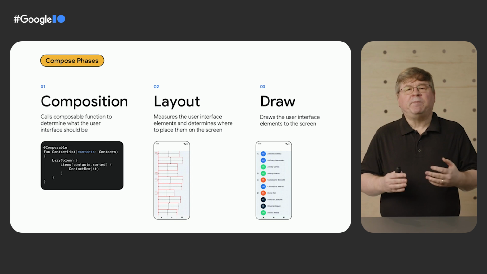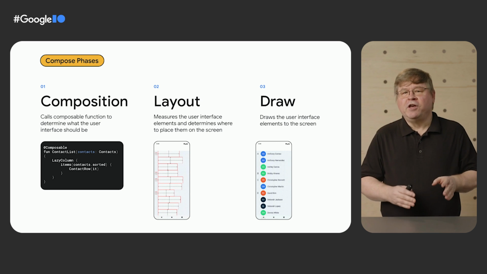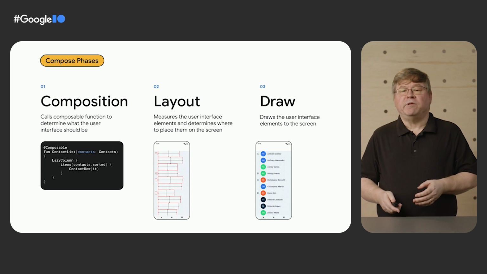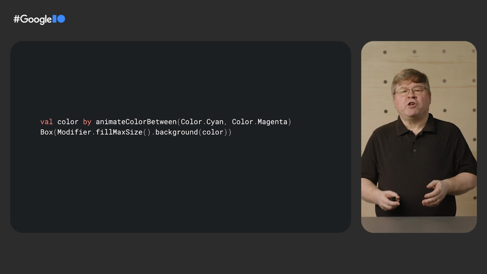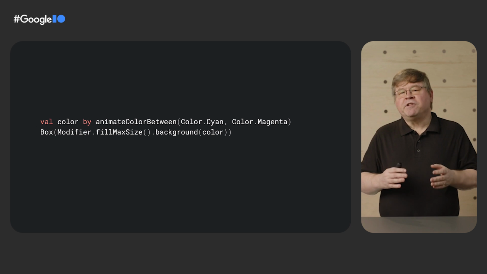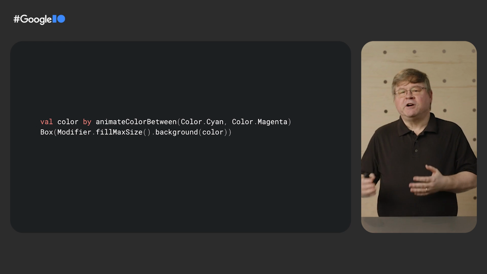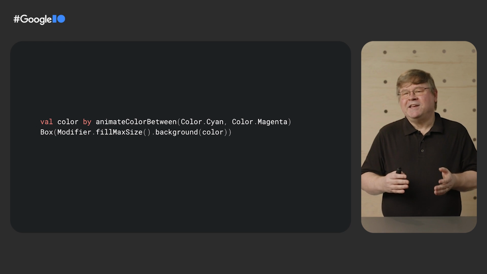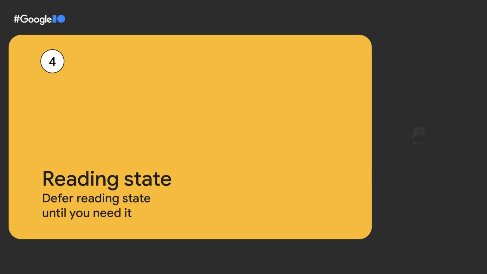These 3 phases are repeated in every frame that the data they read changes. If, however, the data does not change, then one or more of the phases can be skipped. Since in our application the color is changing on every frame because it's being animated, composition will also occur for every frame. Since we're only drawing a different color, it would be nice if we could just redraw the box in the new color, skipping the composition and layout phases altogether.